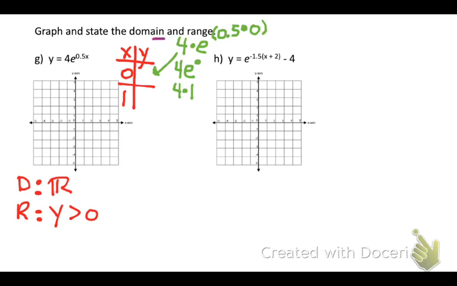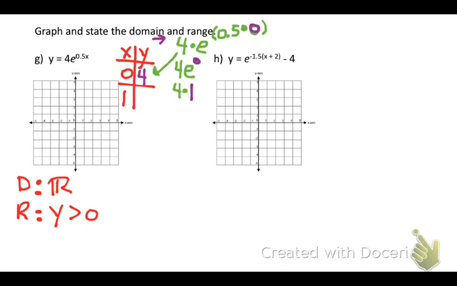So over here, I have 4 times e raised to the power of 0.5 times our 0 value. Anything times 0 is going to be equal to 0. Anything raised to the 0 power is equal to 1. So 4 times 1 is 4. And that's where my y value is going to come from.